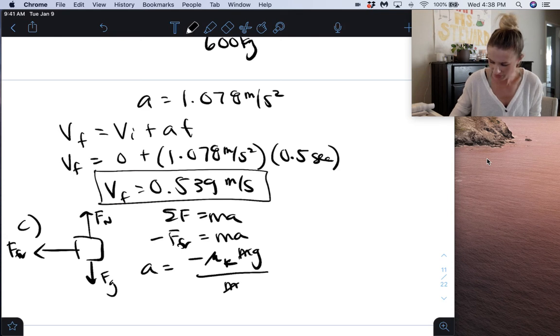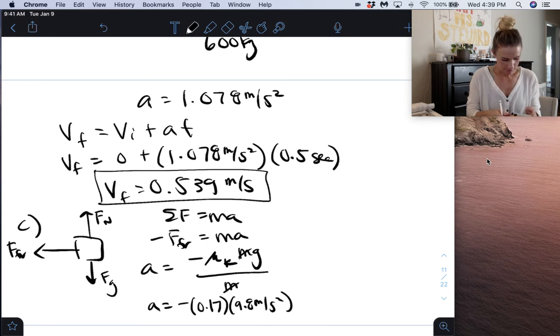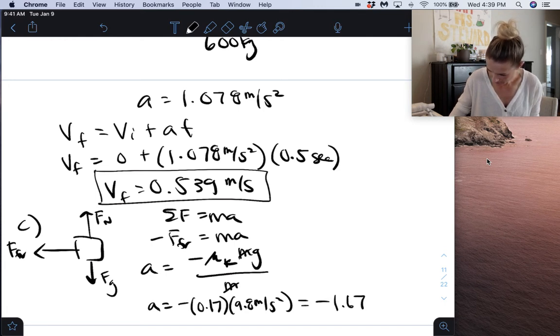Notice how mass cancels out here. And we get an acceleration of negative mu k, which was 0.17, times the acceleration of gravity, 9.8 meters per second squared, which is equal to negative 1.67 meters per second squared for our acceleration.